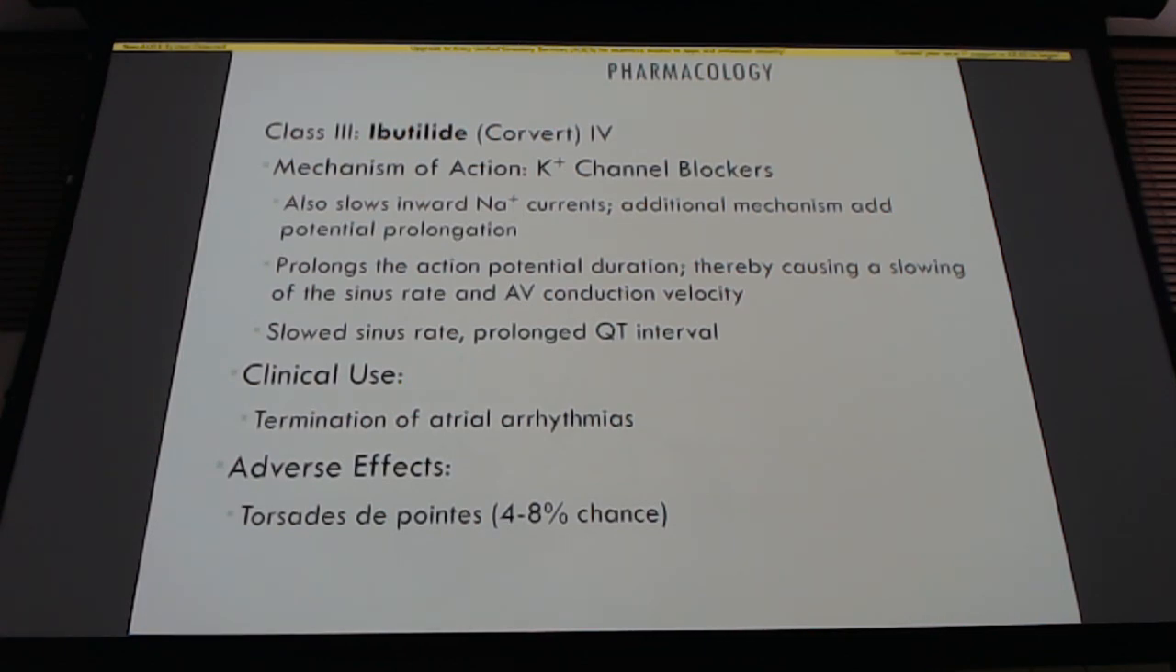Adverse effects, torsades, that 4 to 8% seems like a little thing, but it can be a very big thing, okay? Good thing is that this is IV and they're usually in the hospital. We can usually see whenever this is happening and we can stop the drug and we can fix that pro-arrhythmic effect that we're seeing that's causing that torsades to happen.